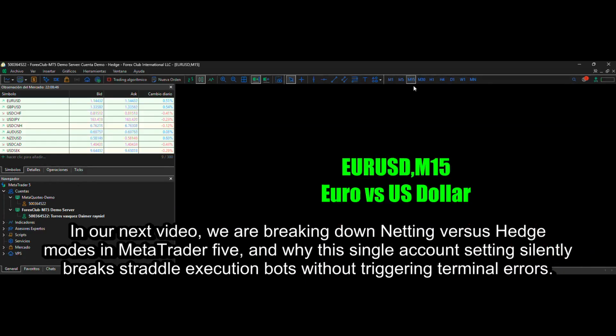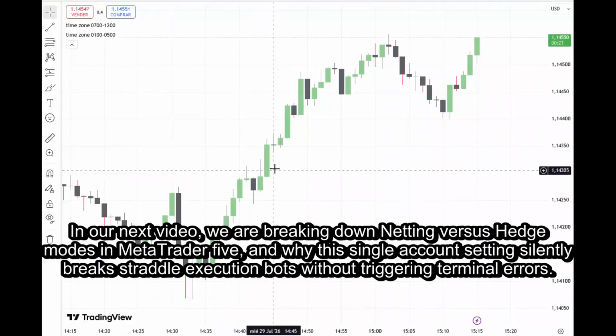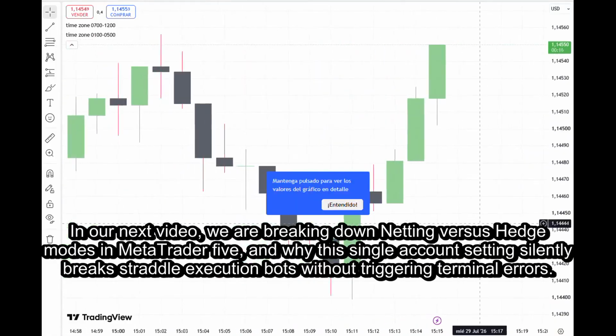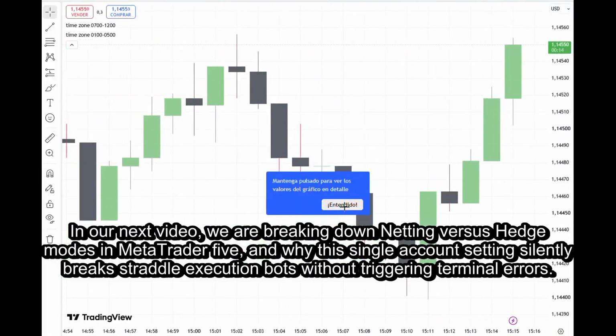In our next video, we are breaking down netting versus hedge modes in MetaTrader 5, and why this single account setting silently breaks straddle execution bots without triggering terminal errors.